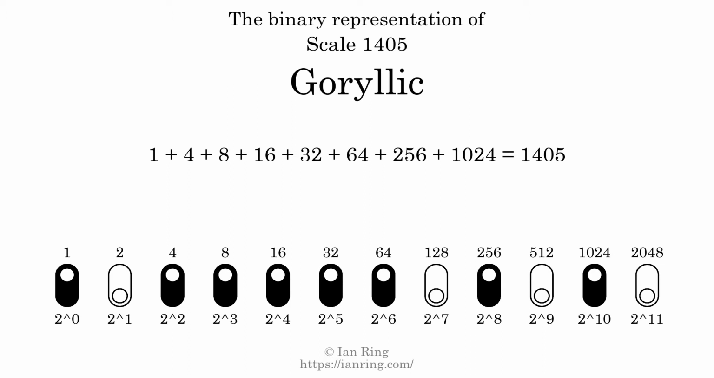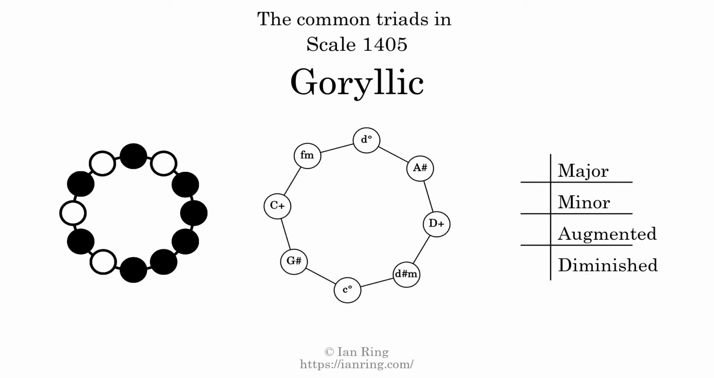That is why the scale number, in decimal, is 1405. The scale number not only enumerates the scale with a unique index, but it also literally describes the tonal content of the scale. Represented as a binary number in base 2, the scale number is 01010111101. Here are the common triads present in this scale.